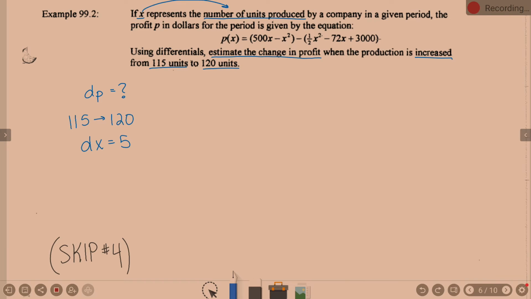Now, the one thing when we do this, estimate the change in profit when production is increased from 115 units to 120 units. Well, I guess we can talk about when we get to the end. But besides all of this, the other thing we're going to need to know is we're going to need an X value to plug in at the end. Thoughts on what we're going to use for X?